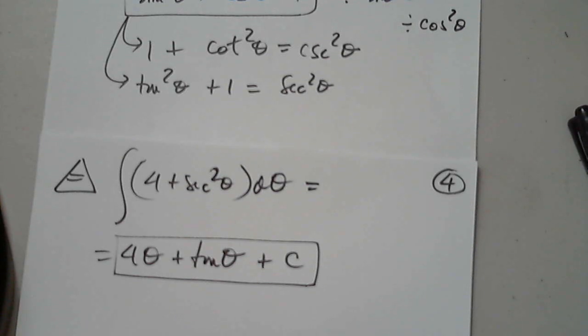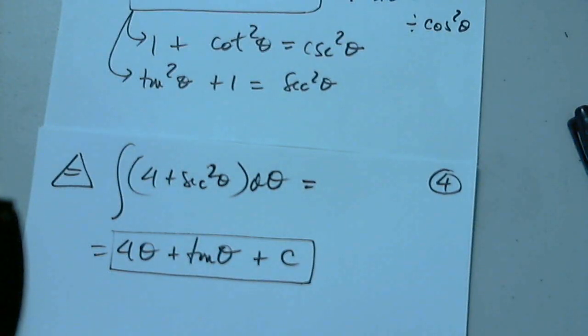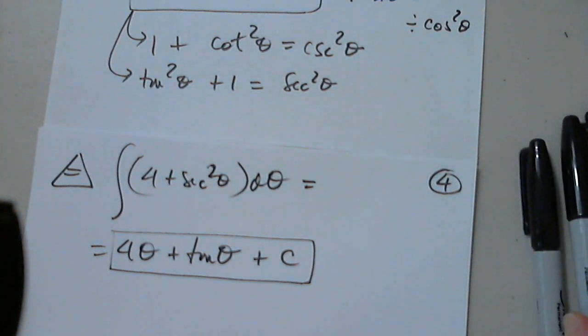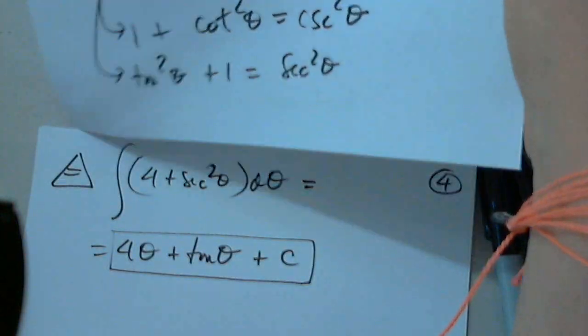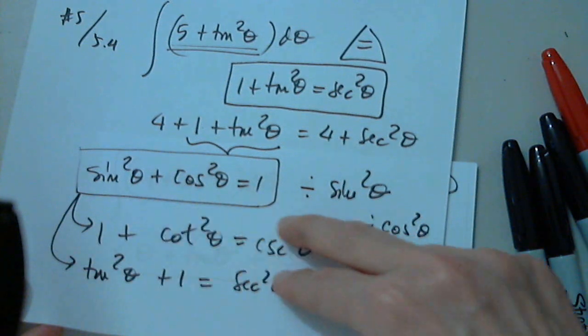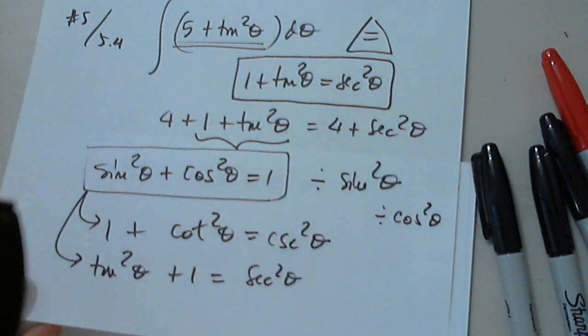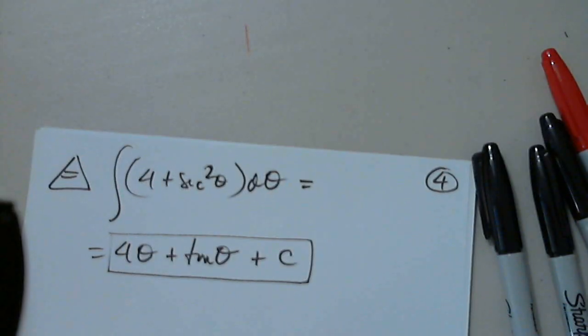In Calc 2, we would be able to do other things with it, but this is the most straightforward. No substitution is needed. Good. Excellent. Other questions? And we also refreshed our memory on a very important trig identity from which we pull out 2 other related trig identities. Good. Very good question.